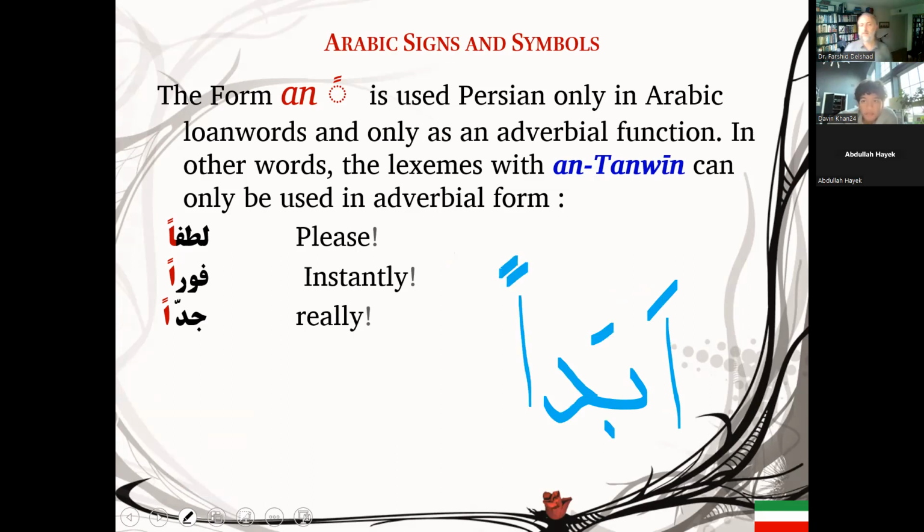Abdullah, please. Abadan, abadan. What does it mean? Never. Exactly. So they kept their meaning from Arabic. Never, ever is abadan. And you see that it has always an adverbial meaning.